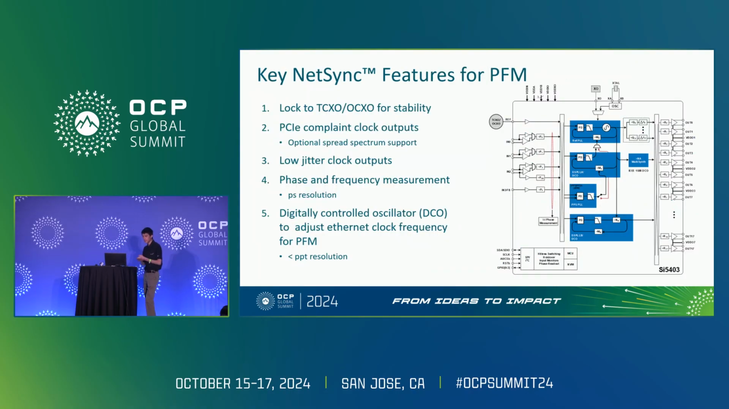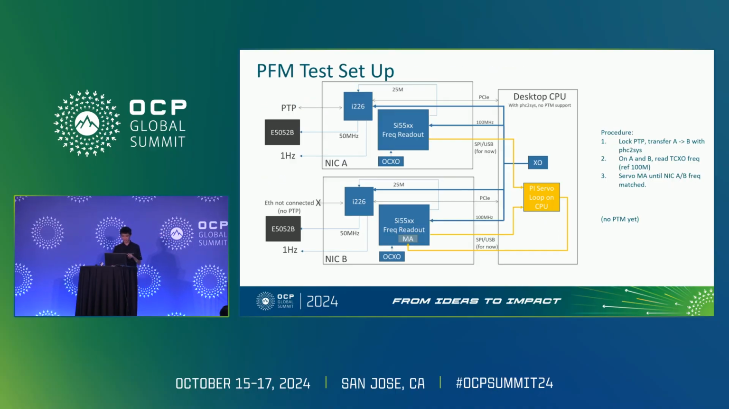So some key features we need to make this work. We need an ability for a PLL to lock to a TCXO or OCXO on the input for stability. It'd be nice to have PCI compliant output clocks, spread spectrum, and the idea is to improve the jitter, so we can't be adding jitter. So we need low jitter outputs from this clock device. We need the ability to measure frequency and/or phase down to some really good resolution to be able to manage the time errors that we're trying to correct for. And lastly, we need some mechanism to control the frequency of the PLL output. And we'll see in the next slide why that is.